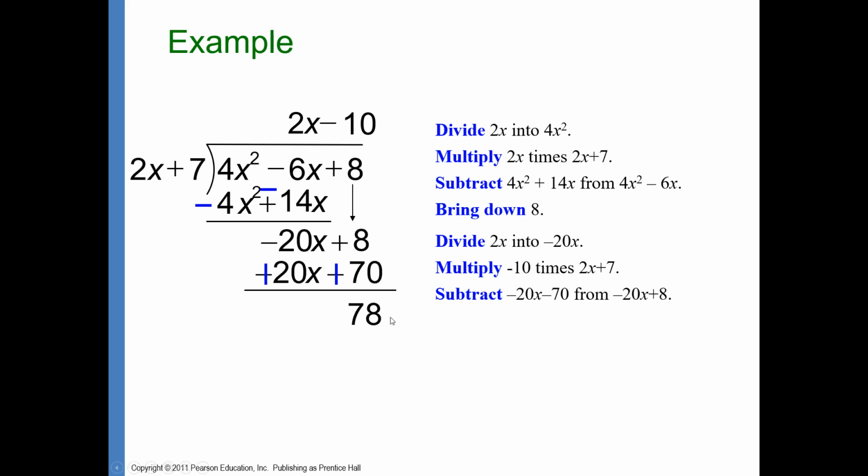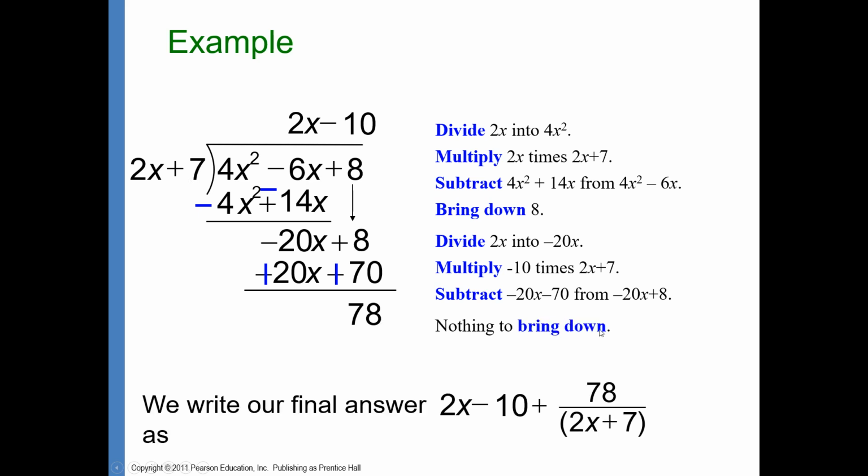78. Okay, that's my remainder. So what's my answer then? 2x minus 10. Okay, 2x minus 10 is the polynomial part of my answer, but I had a remainder, so I'm going to have an extra term. I'm going to add to that plus my remainder, and my remainder is what remains over what? The denominator, which is 2x plus 7, right? So my final answer looks like that. Okay.